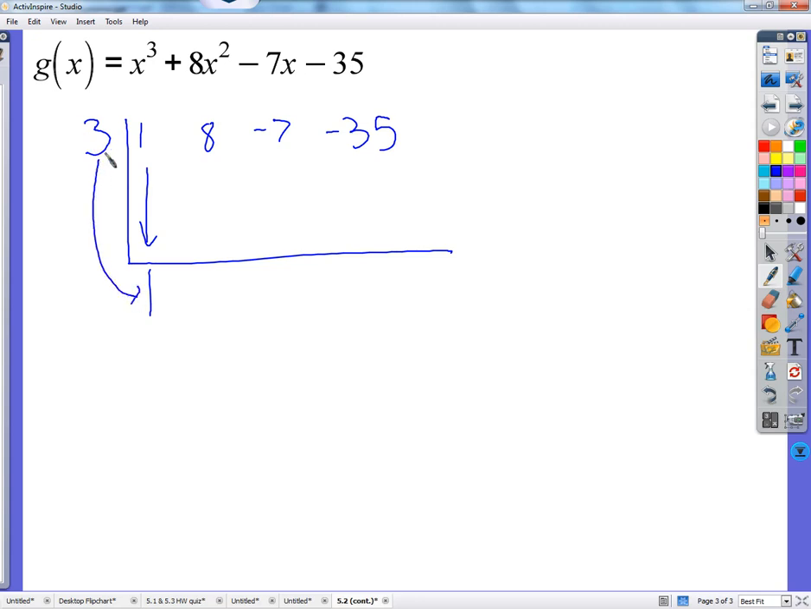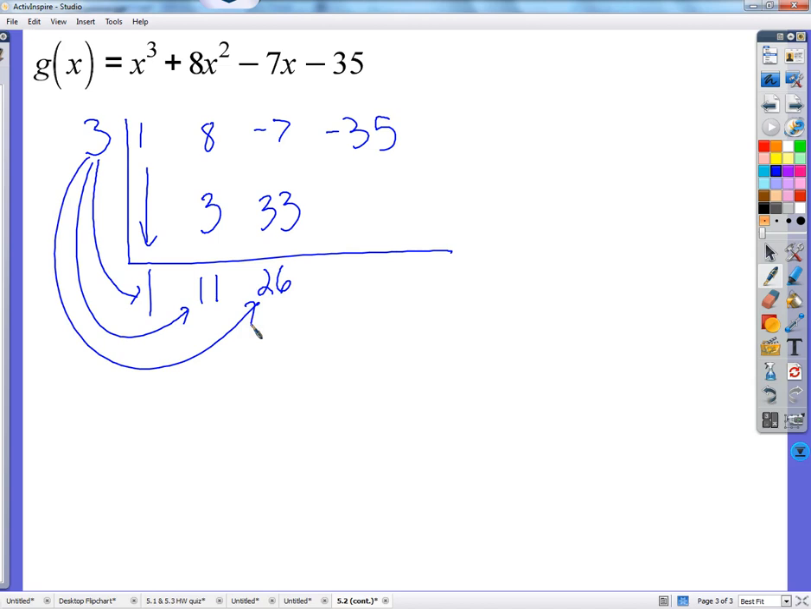Alright, so here it goes. 3 and 1. It's like 3 times 1, and then put the result right here, got 3. Then we're just going to add these two numbers together, 11. Then we do it again, 3 times 11, 33. Add these together, you get 26. Then 3 times 26, 78. And then we add these together, 78 minus 35, and when we do that, we'll be done. 43.